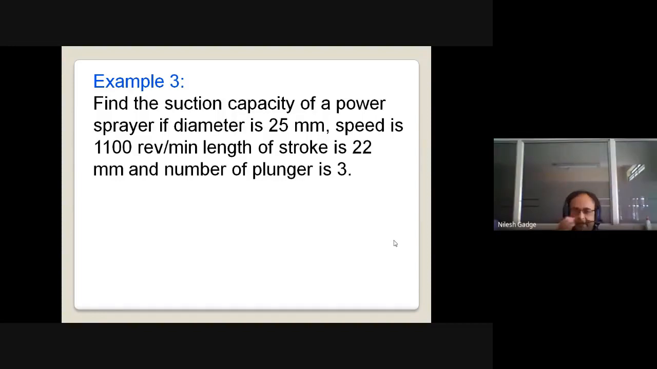Find suction capacity of a power sprayer if the diameter is 25 millimeter, speed is 1100 rpm, length of the stroke is 22 millimeter, number of plunger is 3. After writing the problem, someone tell me. Tell me when the problem is finished. It is done, sir. Okay.